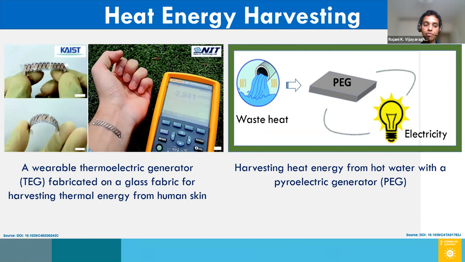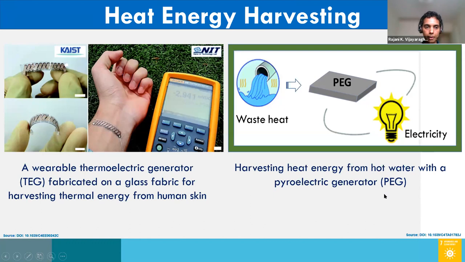If engineers develop a technology to harvest this waste heat into electricity, this can be done using technologies based on materials called thermoelectric materials as well as pyroelectric materials. These are the materials that can convert this heat energy into electrical energy.